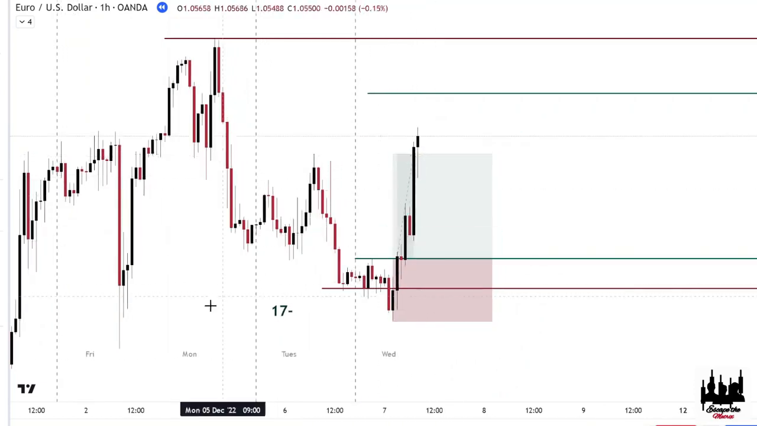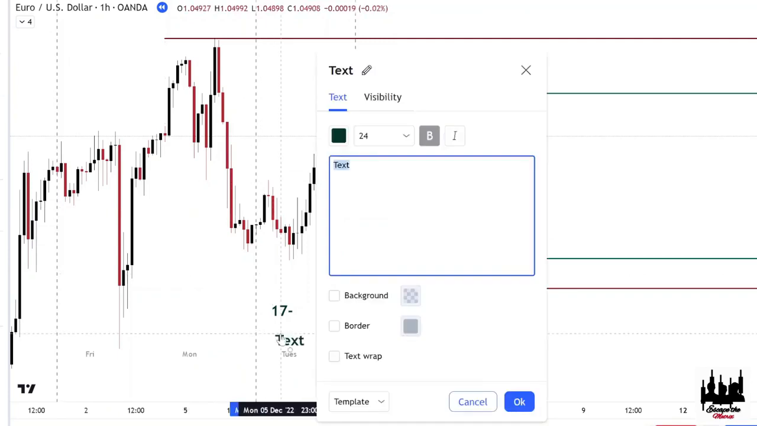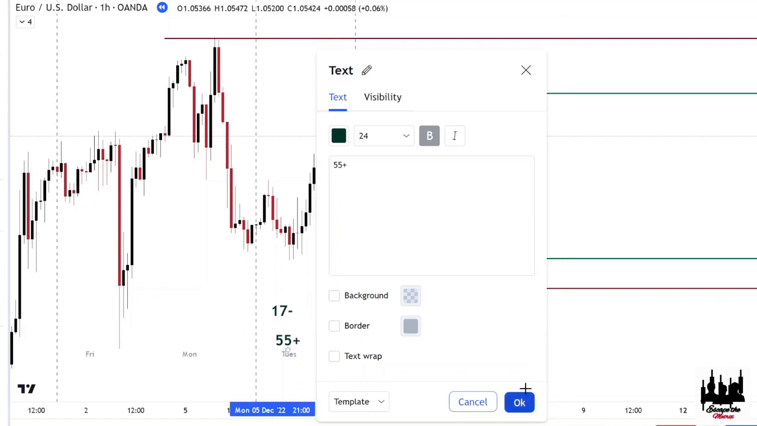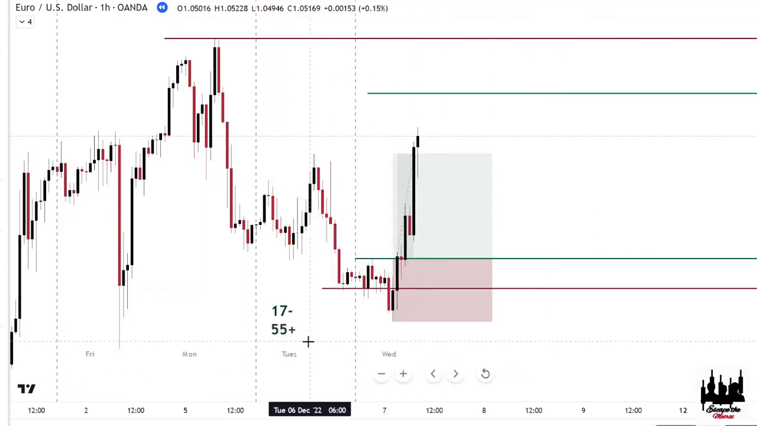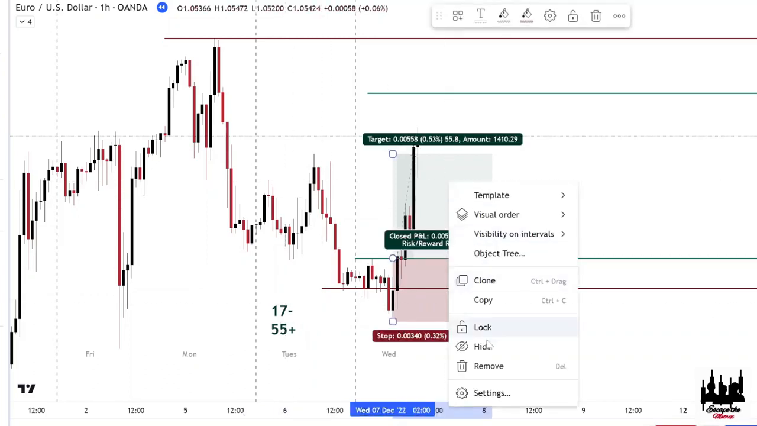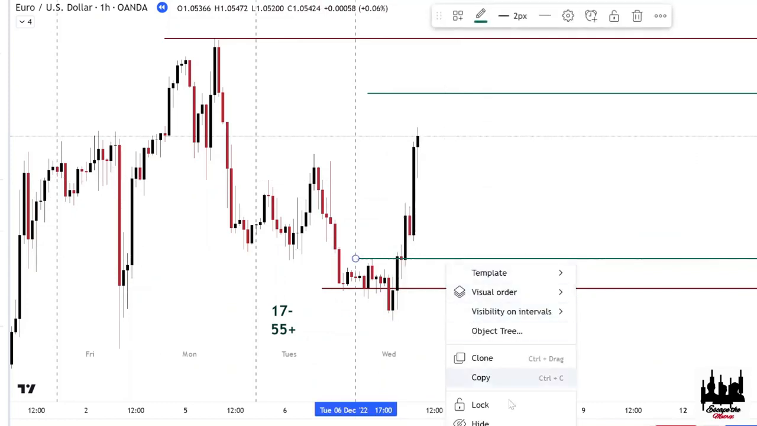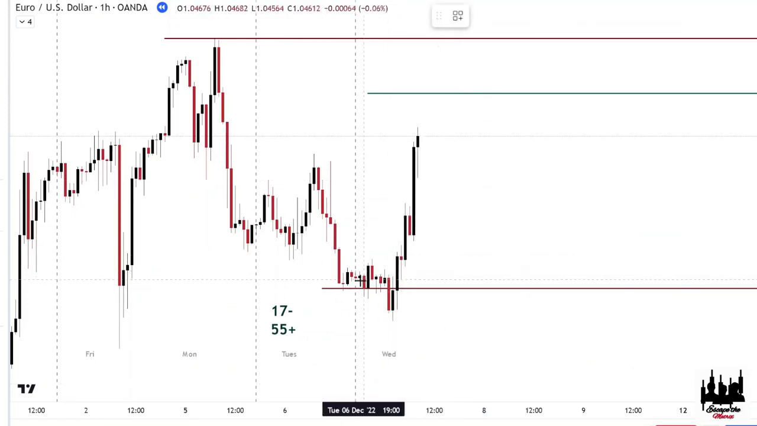How many pips did you bag? 55. You might be negative 17, but you're 55 positive. So what I'm saying is a loss shouldn't change your game plan. Following this type of strategy, which is perfect for beginners, you will have a few losses, but your wins will always overshadow your losses. So as you can see, to make this even more clear, price did what? Price trapped the sellers to go bullish.